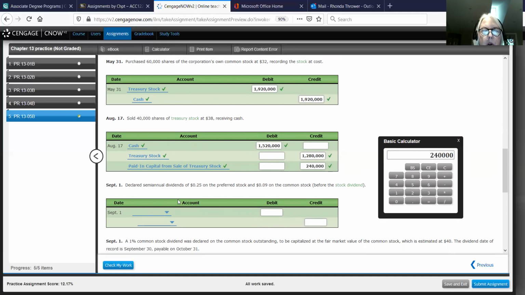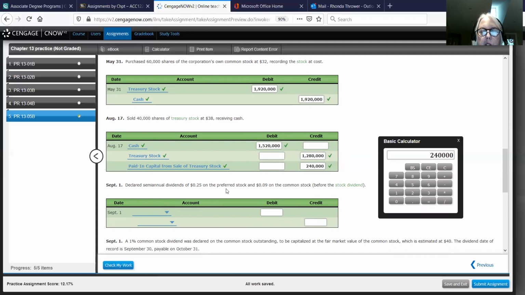On September the 1st, we declared semi-annual dividends of 25 cents on the preferred stock and 9 cents on the common stock. And this was before the actual stock dividend. So what you're going to have to do is determine exactly how many shares of common stock you have, so that you will be able to determine the amount of the cash dividend that will be paid to the common stock. And you would also have to determine the preferred stock amount.